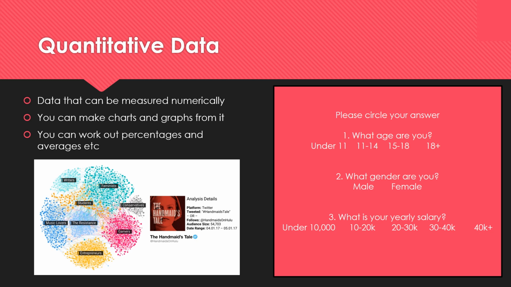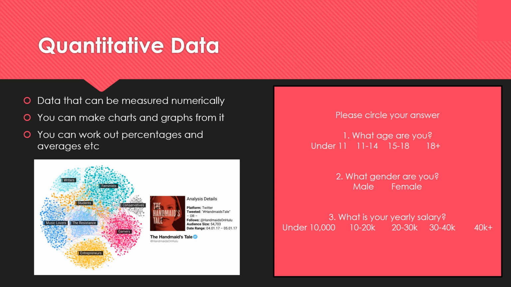Now with surveys, we mentioned qualitative and quantitative data. You need to know what both of these are and give an example. So quantitative data is when you get a quantity of information. In other words, you are getting data that can be measured numerically. This means that we can make charts and graphs from it, and we can work out percentages and averages. It allows us to see what trends are going on very quickly and easily from a survey.